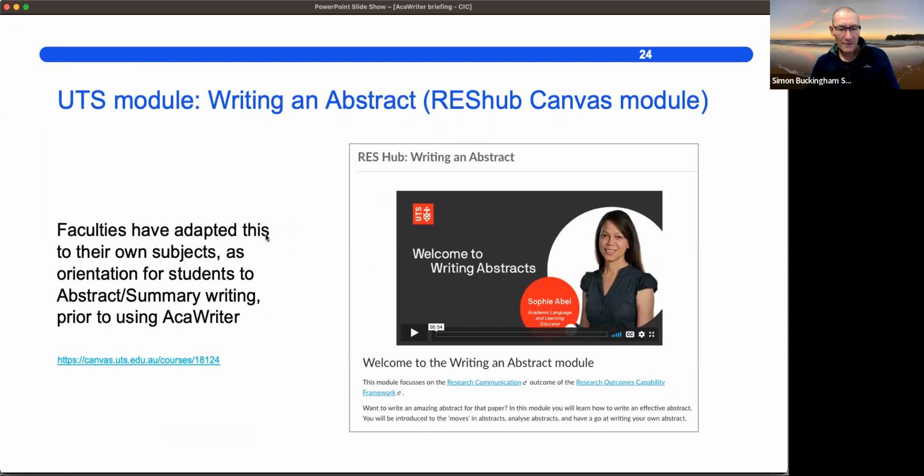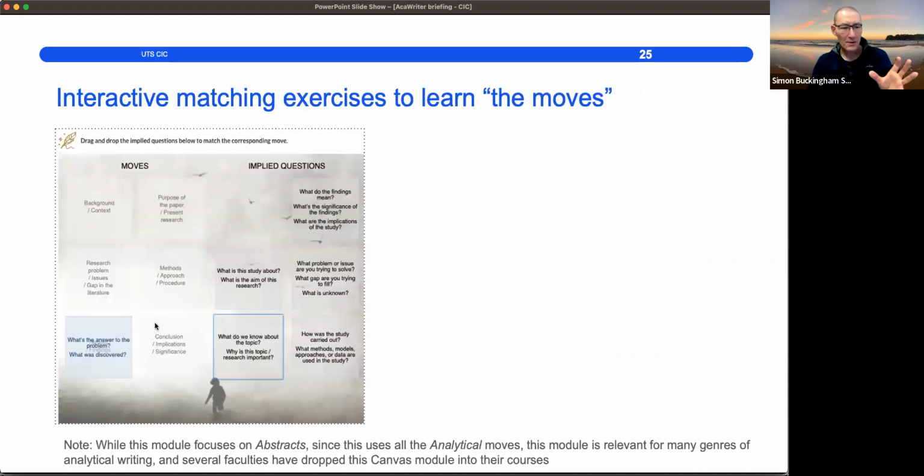We have another Canvas module. I already mentioned the one for scaffolding deeper engagement. This one was developed by Sophie Abel, a doctoral student, as a Canvas module, which can be dropped straight into your course. And it takes about an hour to do, and it introduces all the students to the different rhetorical moves in writing an abstract.